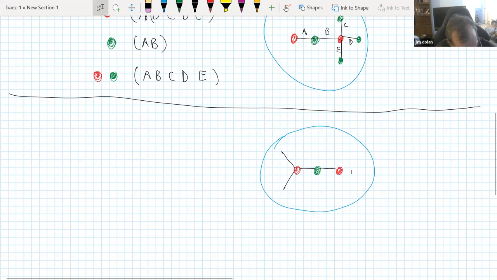So this one would be, let's try, I hope I'm getting this right, A, B, C, D, E. And so this one at the top would be A, B, C, and D, E. This one would be A, D. And this one would be A, B, C, D, E.